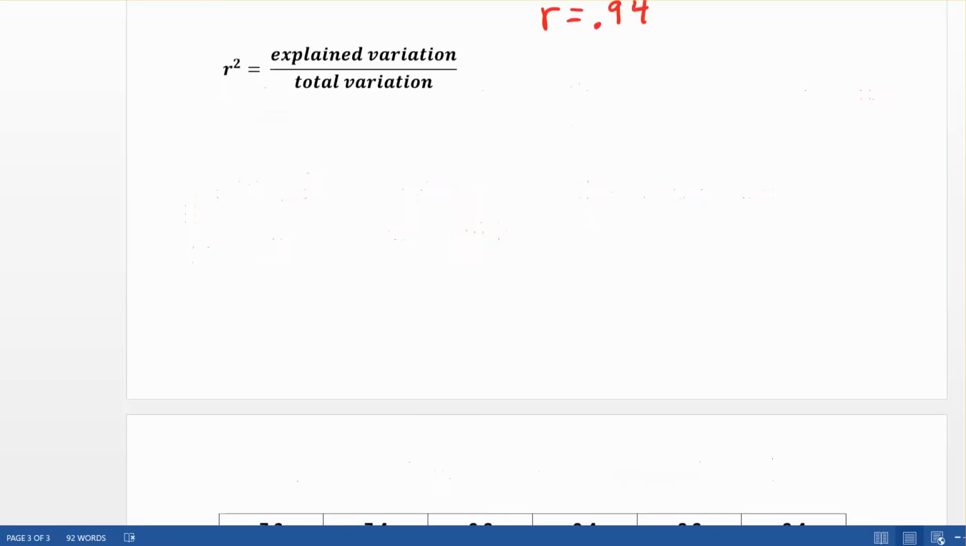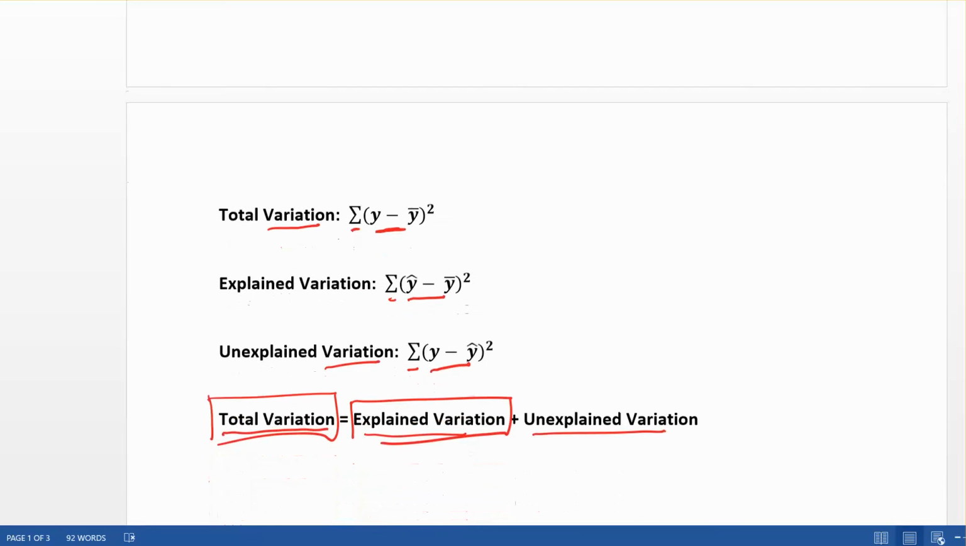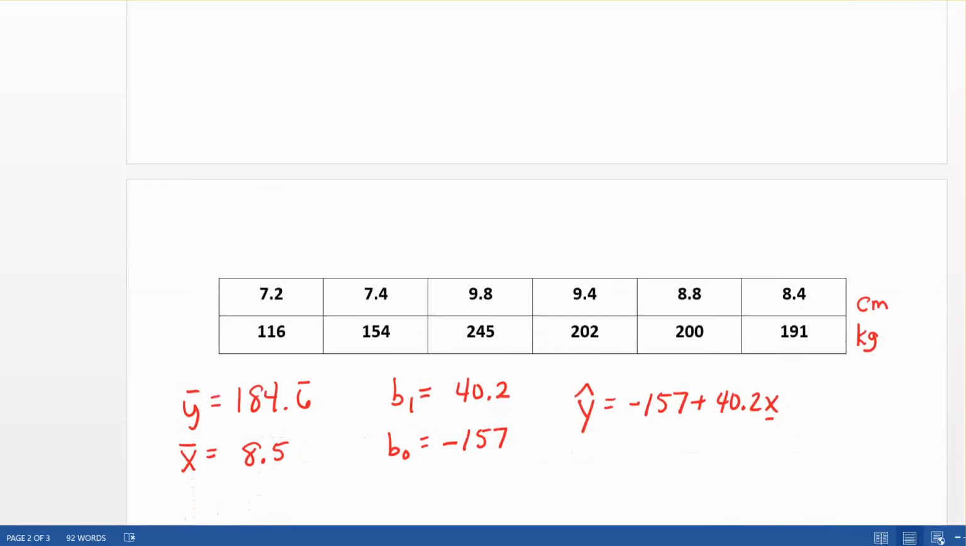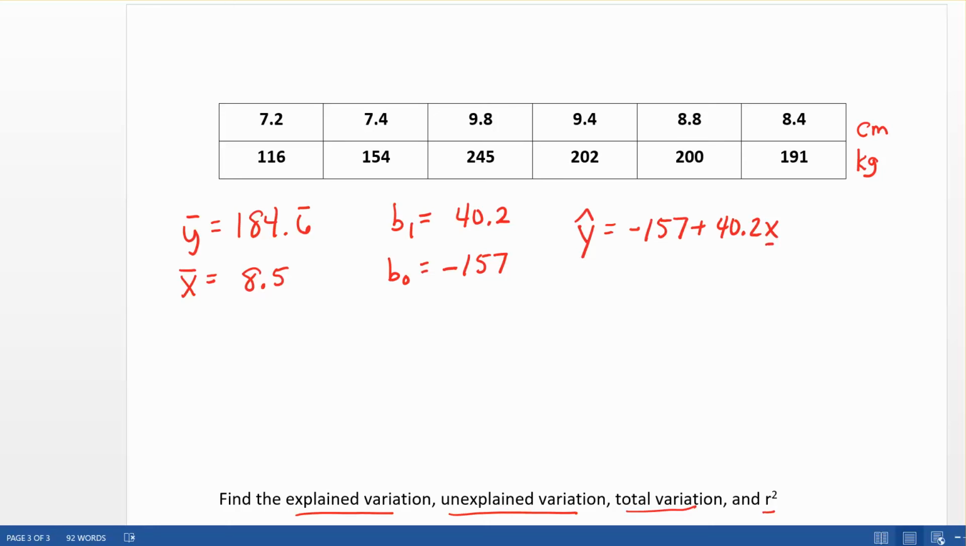I'm going to have to slide down here a little bit. The explained variation was the summation of y hat minus y bar squared. So we need to come over here to our data. We have y bar, that's our mean. We need to find all of these y hats. Remember, y hat was the predicted value using our regression equation. So to find the y hat for 7.2, we're going to plug 7.2 into this equation and get a predicted value back out. And I've done that ahead of time.